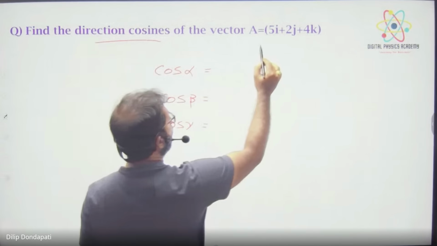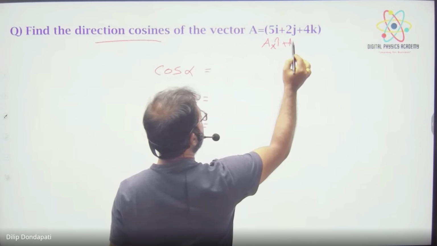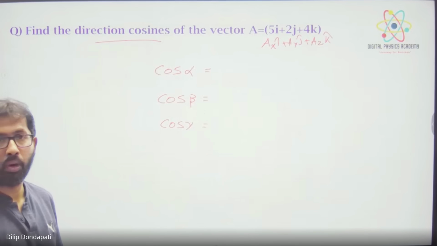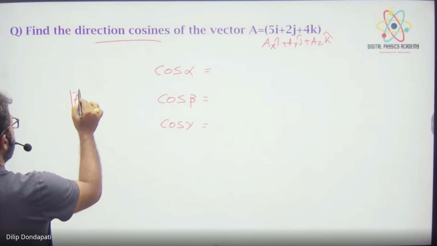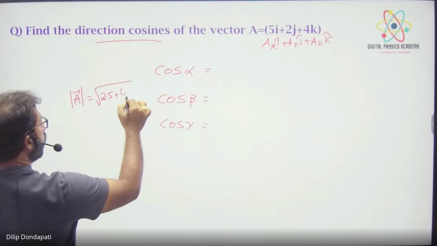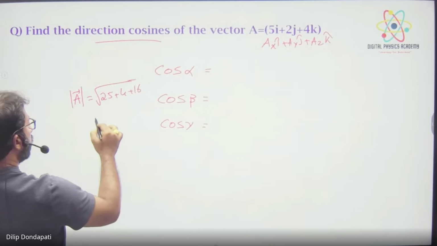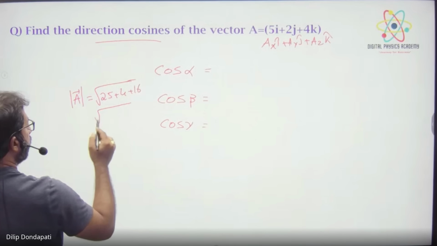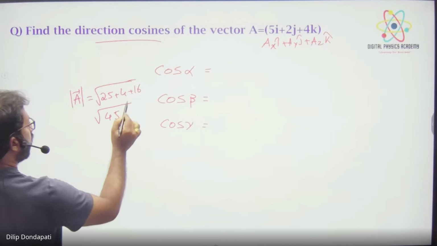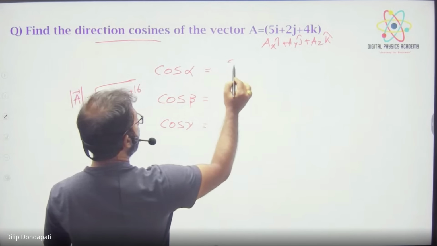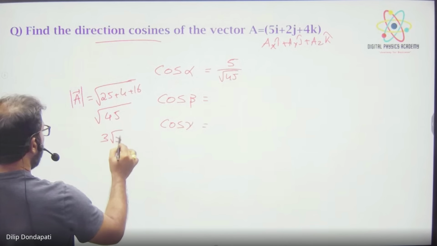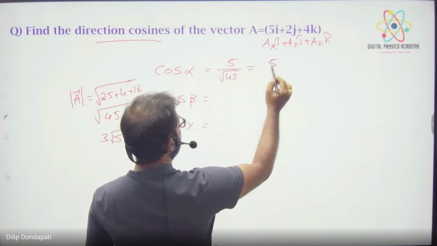So compare with ax i cap plus ay j cap plus az k cap. First find the magnitude, mod A. Mod A is under root 25 plus 2 square which is 4 plus 4 square which is 16. So under root 45. Now cos alpha is how much? 5 by root 45. Root 45 can be written as 3 root 5. So 5 by 3 root 5.